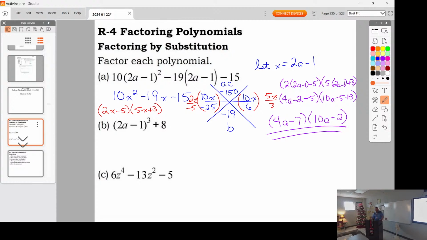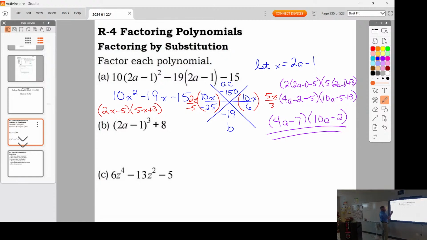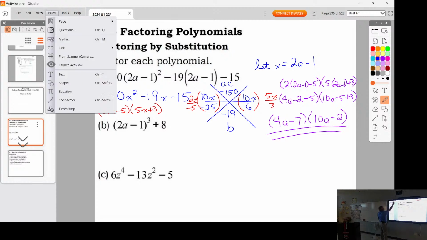Questions on part A? Okay. Letter B, (2a minus 1) cubed plus 8.